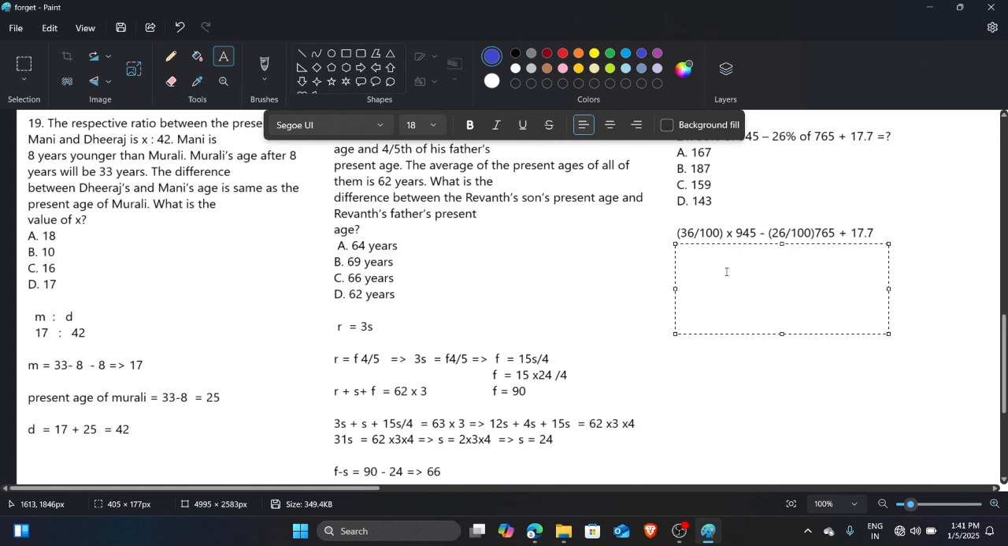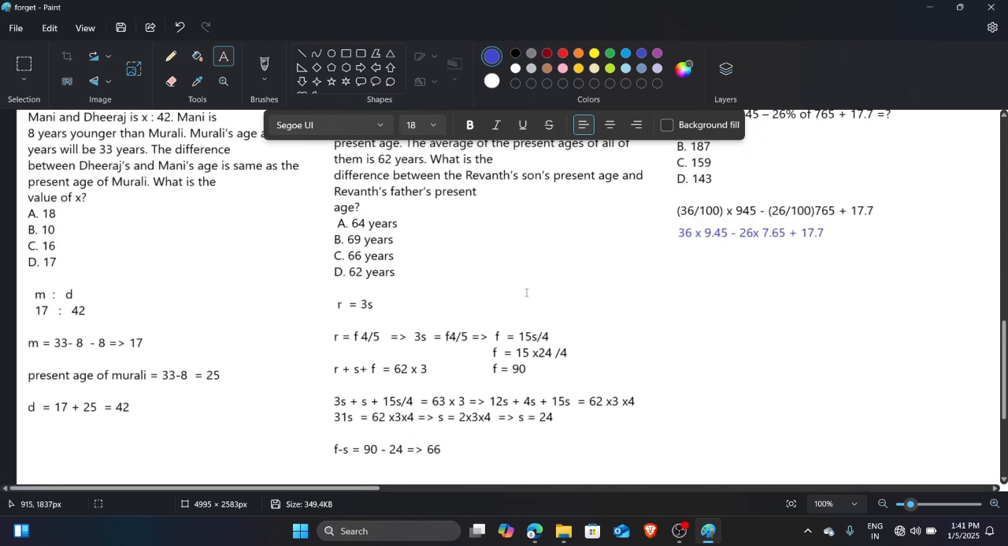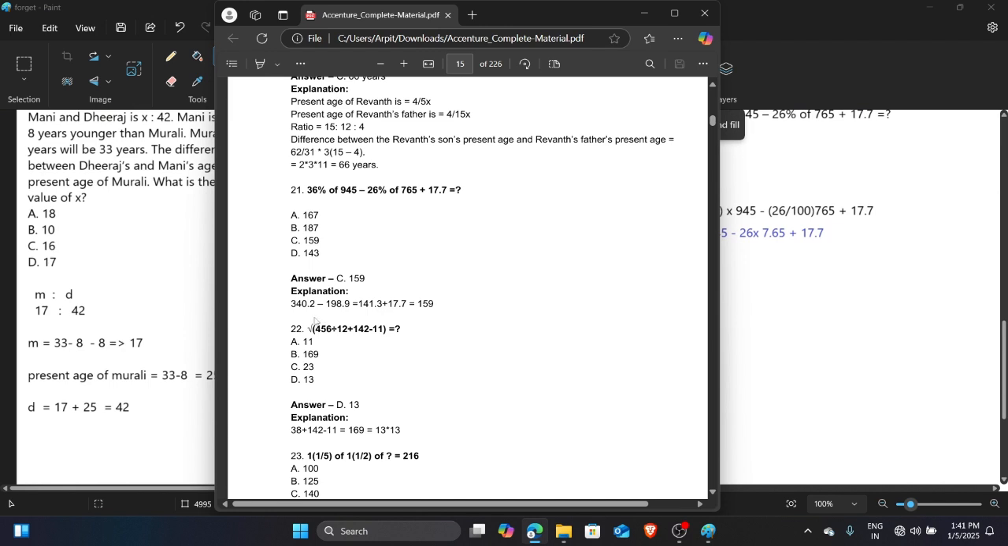We make it 36 divided by 100, so it is nothing but 36 multiplied by 9.45, minus, also I do the same thing, 6 multiplied by 7.65, okay, and plus 17.7. Yeah, when you simplify this equation you get the answer, so do it yourself, it is too easy. I don't want to waste time. Okay, so now the new one. Yeah, this is the explanation.